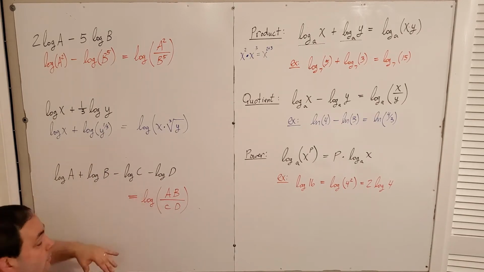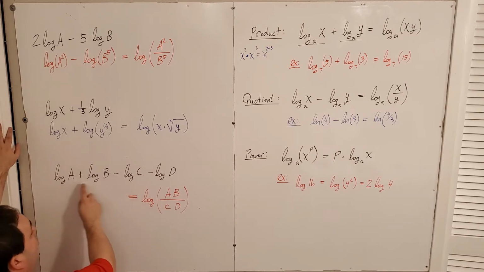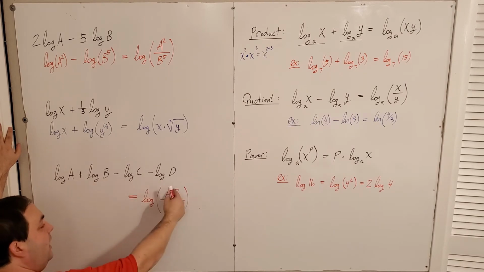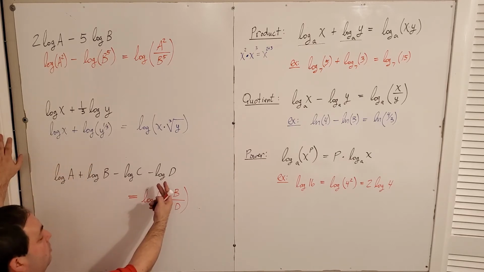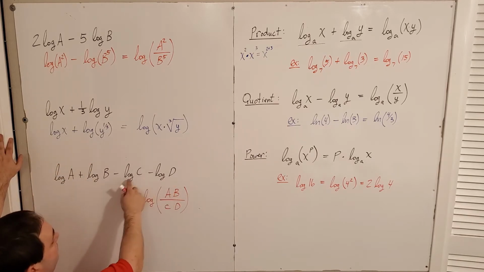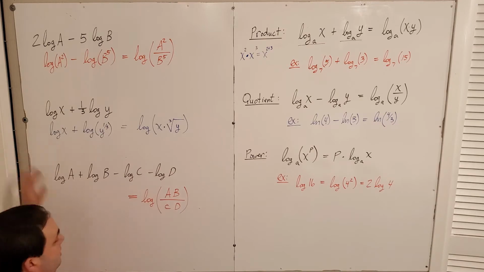But again, above and beyond that, the logarithms themselves dictate the locations of these. A and B are both positive logarithms. They're in the numerator. C and D are both negative logarithms, so C and D are in the denominator.